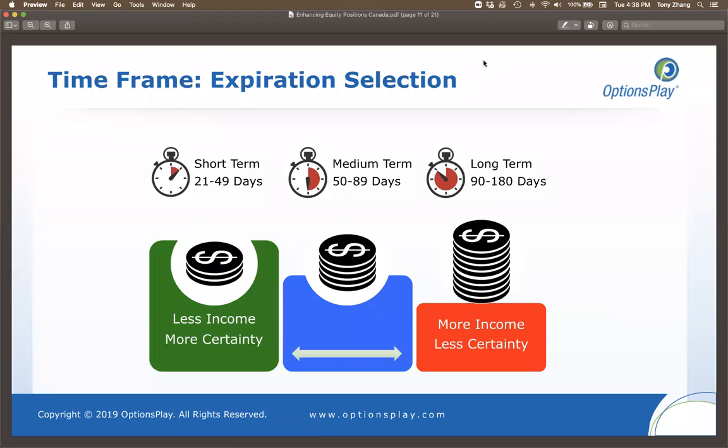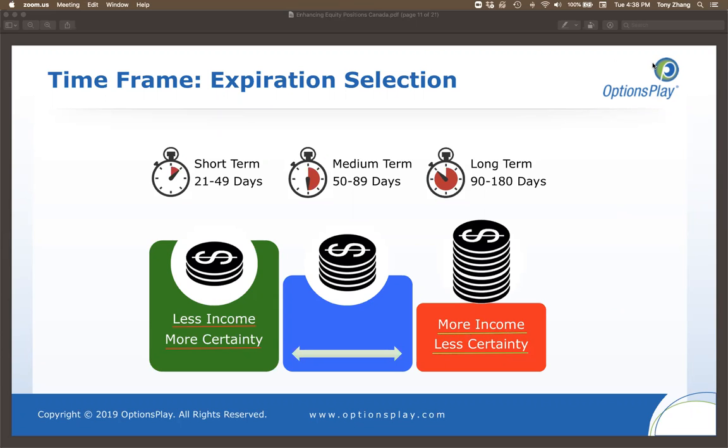When you sell an option that's relatively short dated, you get a lot more certainty as to what's going to happen between now and expiration, and in exchange for that, you're going to get less income. So if you sell a 1 month call, you have much more certainty, but you receive less income. On the flip side, if you sell a longer dated option, you have a lot less certainty as to what's going to happen between now and expiration, so in exchange you get more income.